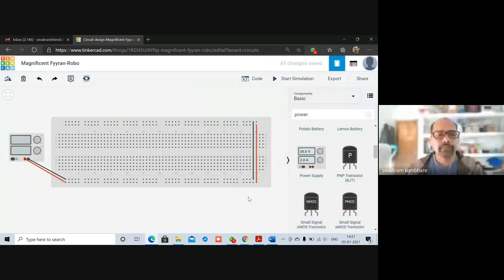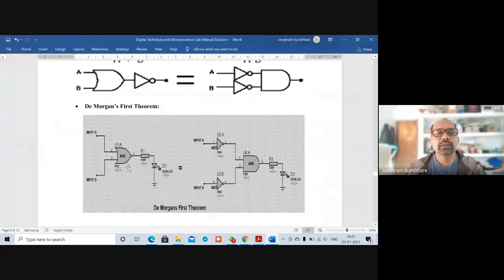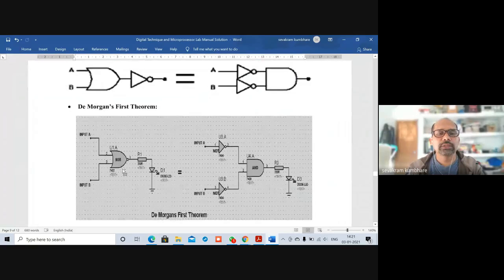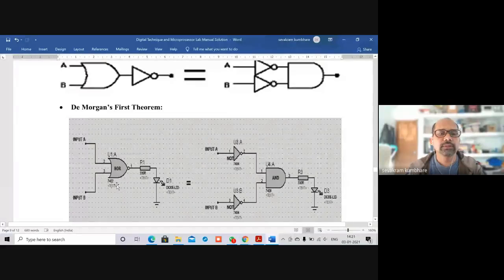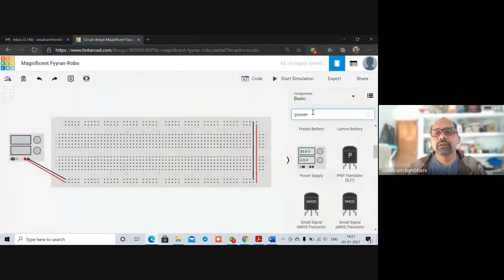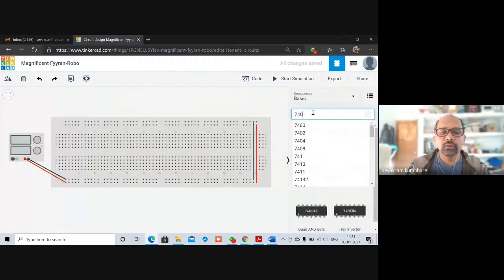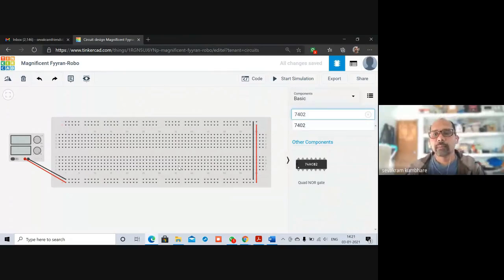So we have taken the power supply, and we have connected the breadboard. Next, we have to connect this circuit first. For that, I need a 7402 IC. I hope all of you are able to see this circuit. Is it visible? So for 7402, I need a NOR gate IC. I will search 7402 over here, then bring this IC and keep it over here.